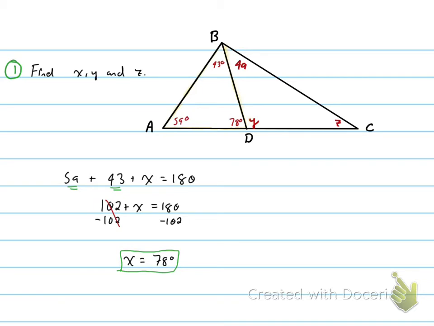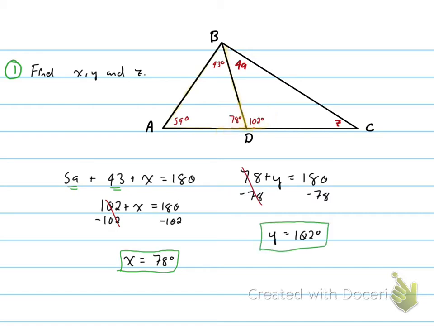Next, looking at this diagram, I can see that I could solve for Y because 78 and Y are a linear pair. They make a straight line. What I mean by linear pair is that they add up to 180. So 78 plus Y equals 180. Subtract 78 from both sides. I get that Y equals 102.